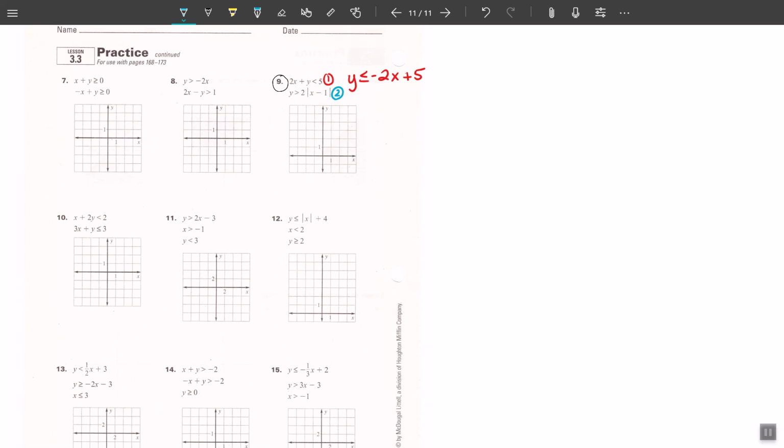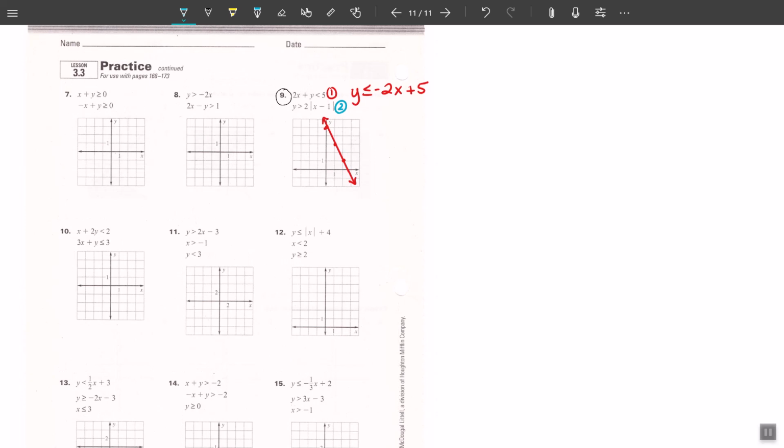Let's start with that linear line. And we've got a y-intercept of 5, 2, 3, 4, 5. And we've got a slope of -2. And then connect your lines. It's going to be solid.